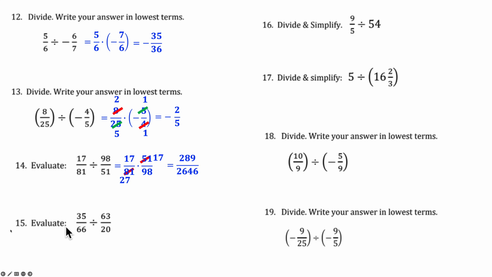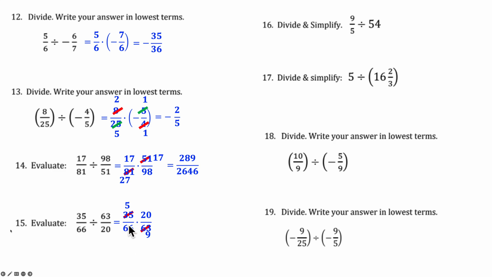Okay, number 15, division, flip it. Any cancellation potentials here? I see one. I'm really good with football scores. These are divisible by 7. Touchdowns are 7 points, you know. So 35 divided by 7 is 5. 63 divided by 7 is 9.